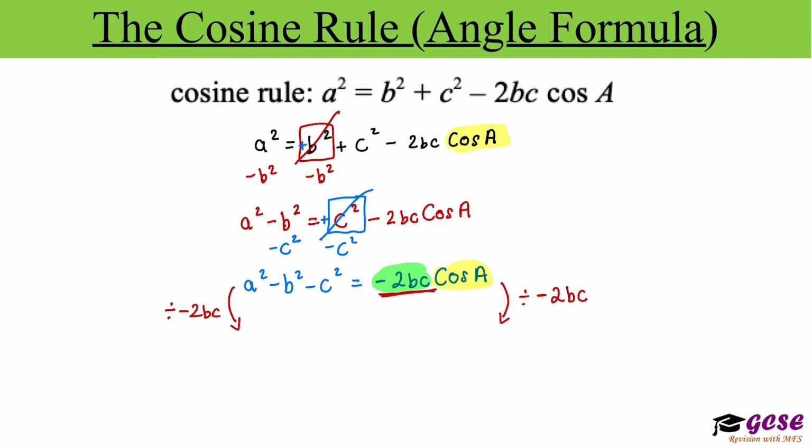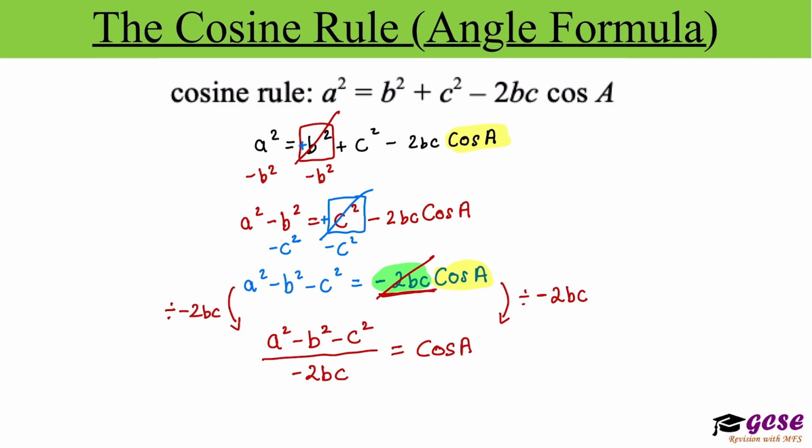Okay, and if we're dividing, that's going to get rid of this. So we're going to have a squared minus b squared minus c squared. And if we're dividing, we have to divide everything on this side by it. So we're going to divide all of this by negative 2bc. And that's going to give you cos A left on this side.